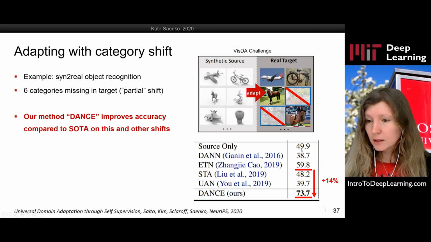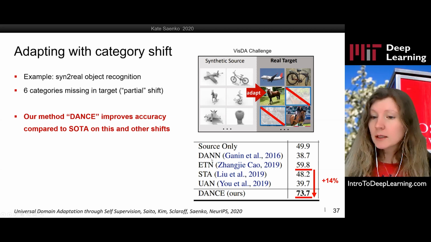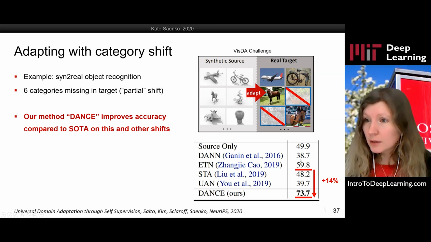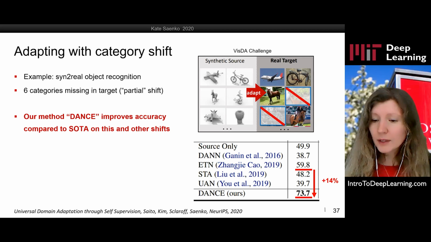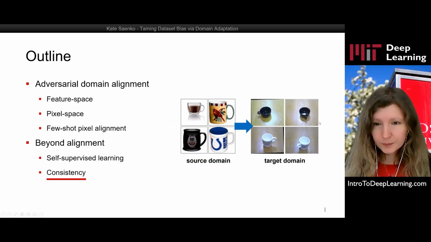So we get pretty low performance if we train only on the source data. And then if we do this domain alignment on the entire domain, that's this DANN method, we actually see that we have worse accuracy than doing nothing, than just training on the source. Again, because this same category assumption is violated in this problem. Okay, but with our method, we're actually able to do much better than just training on source and improve accuracy.